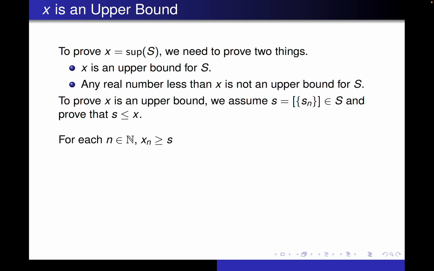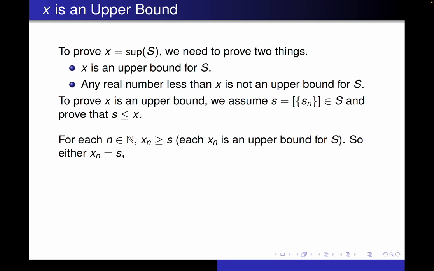So we know for each n in the natural numbers that xn, as a real number, is going to be greater than or equal to s. And again, that is just how we constructed this sequence. Again, if you want to know why, go back to the activities. So xn is an upper bound for the entire set S, so it's certainly going to be greater than or equal to little s, which is an element of big S.